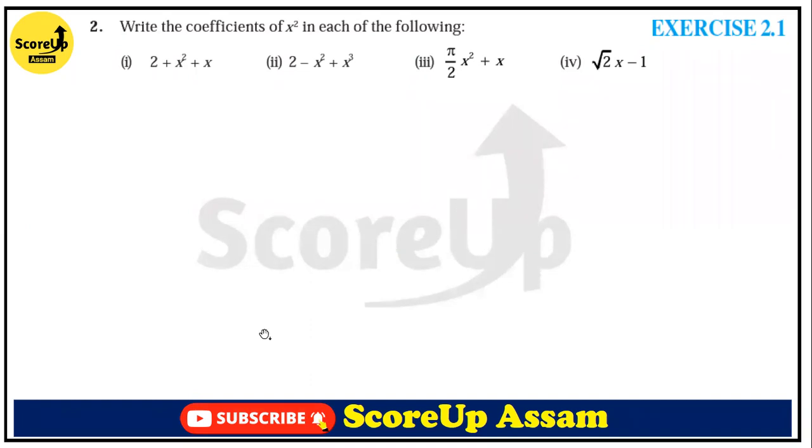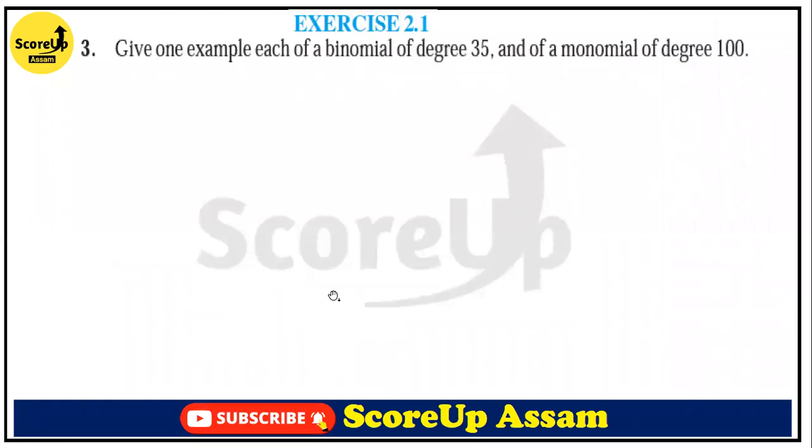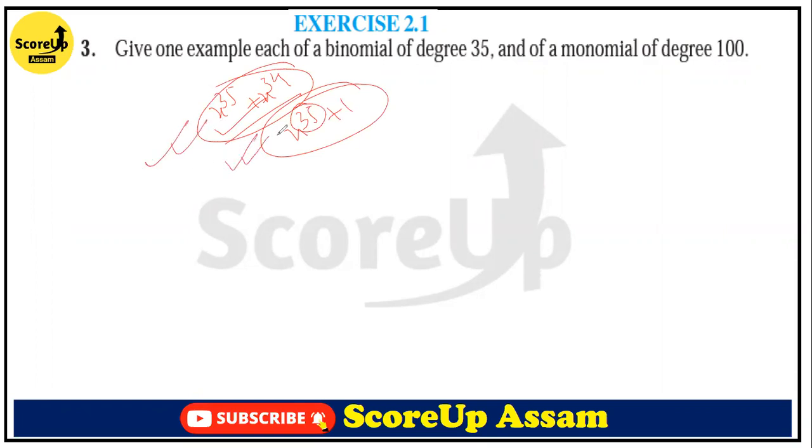We should not delay. So we say give one example of binomial of degree 35. Binomial, that means polynomial having only two terms and degree 35. So we can write x to the power 35 plus x to the power 34. There are two terms. We can write like this: x to the power 35 plus 1. There are two terms and degree is 35, right? Okay. And for monomial of degree 100, we can write x to the power 100.